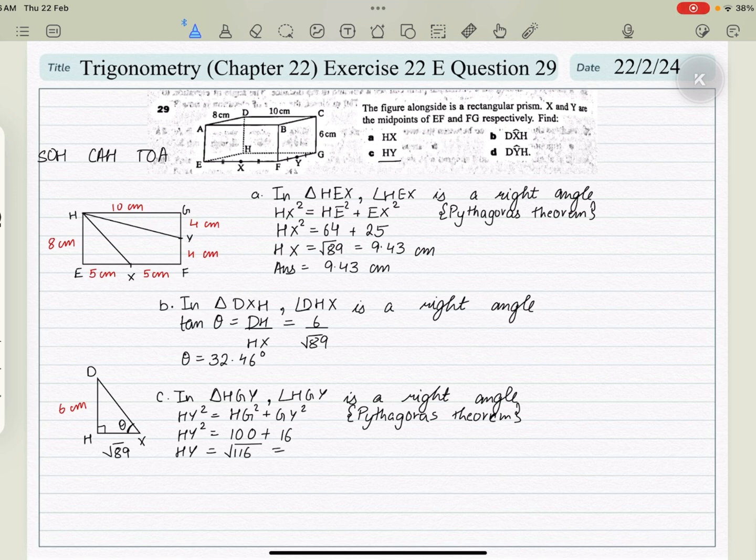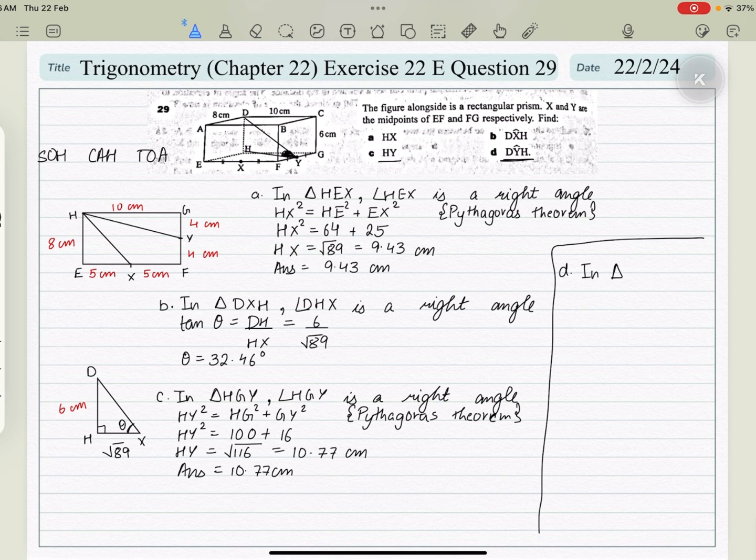That would give us 10.77 centimeters. You can say 10.82 if you estimate it further. And then the answer is equal to 10.77 centimeters. And for the D part, I'm gonna make a block over here. For the D part, you can say that in triangle DYH, this is the triangle that we're dealing with, and this is the angle that we have to find out.